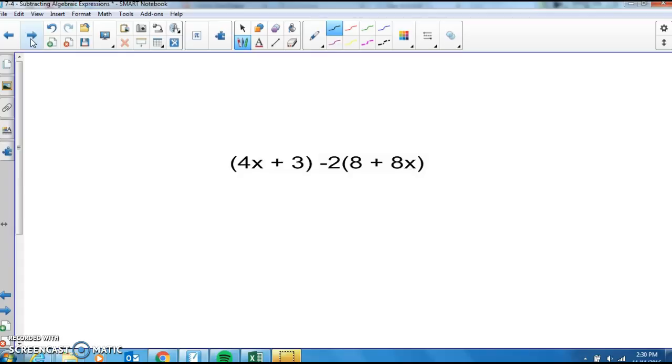All right, let's try this one. This time, we don't have a minus sign. We do, but most people are going to look at this as a negative 2. We've already talked about the distributive property, so what we're going to do is go ahead and distribute that negative 2. So I'm going to bring down the front part, or the first part, so that gives me 4x plus 3.